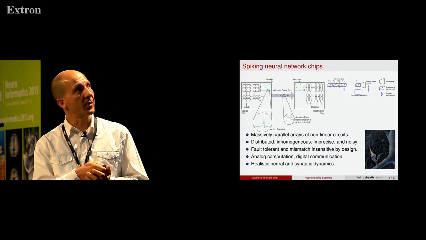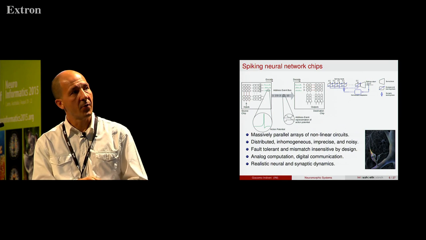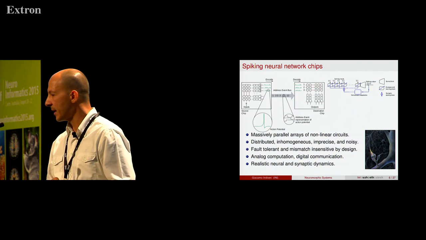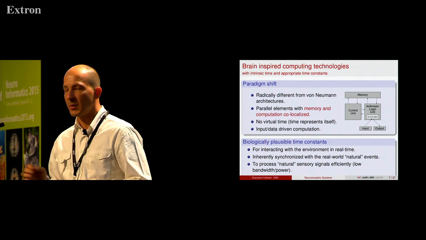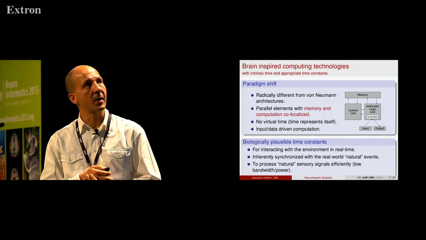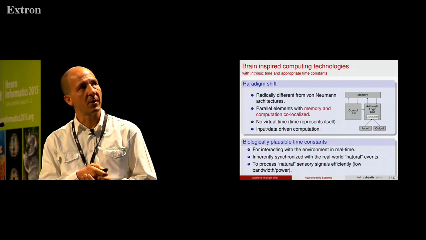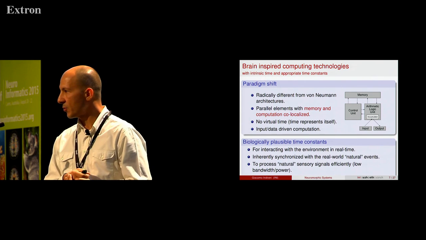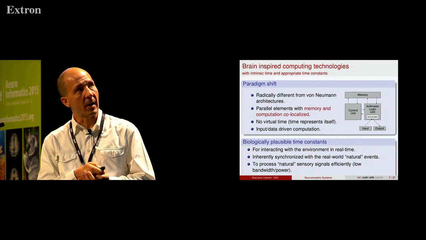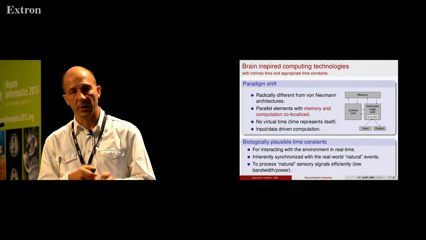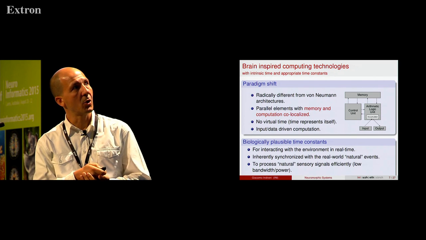So these chips are really massively parallel arrays of nonlinear dynamical circuits that have realistic synaptic and neural dynamics. And this is a really big paradigm shift in computing. Computing in standard technologies is basically done following the Turing machine approach, the von Neumann architecture, where you have memory outside and then computation in the central processing unit. In the chips that I just showed you, we have memory and computation co-localized.